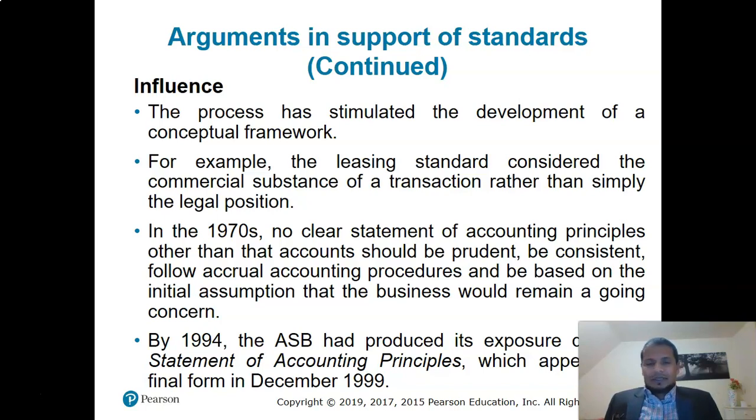So people understood that we need a conceptual framework. We have to develop some standard, right? So they needed to think what are the bases, how we can prepare the standards, right? So then they developed the conceptual frameworks based on which accounting standards were being drafted or prepared afterwards, right? It's a statement of accounting principles.